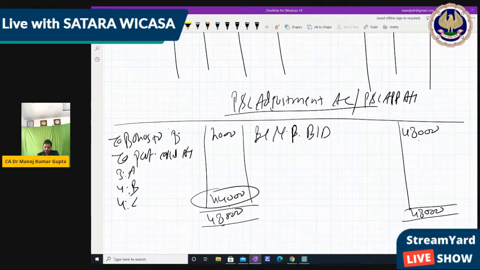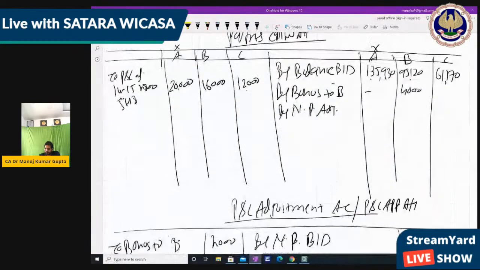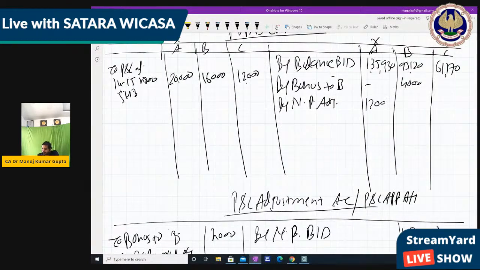So 44,000 divided by 11. So 4,000 into 3, 12,000; into 4, 16,000; into 4, 16,000. So that should be the profit: 12,000, 16,000 and 16,000. Clear? So basically A was getting more profit, and it is reduced because A is retiring, right? They mutually agreed, so no problem.